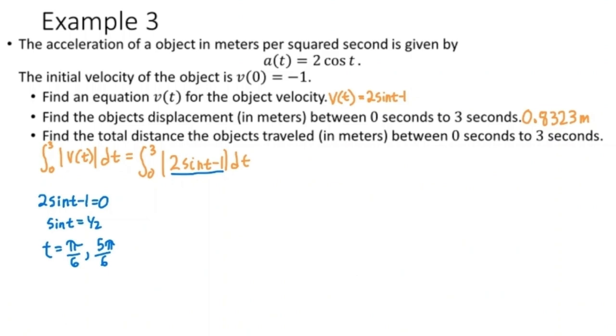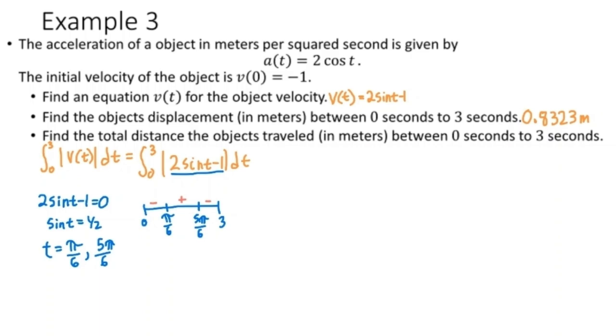From there, we can make our sign chart. Because our integral is on the interval 0 to 3, we're only going to be concerned with the values between 0 and 3, and we'll place our partition numbers. If we pick a number between 0 and pi over 6, plug it into our 2 sine of t minus 1, we'll get a negative value. If we pick a value between pi over 6 and 5 pi over 6, plug it into our 2 sine t minus 1, we get a positive value. And if we pick a value between 5 pi over 6 and 3, plug it into our 2 sine t minus 1, we'll get a negative value.